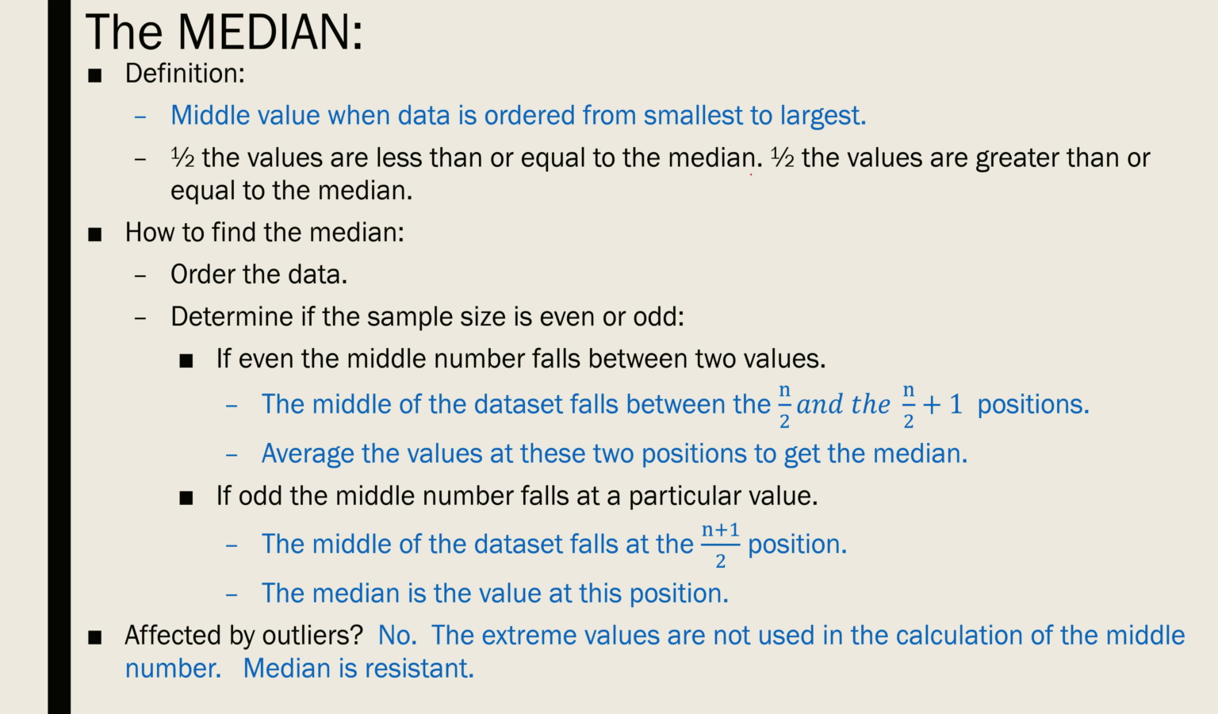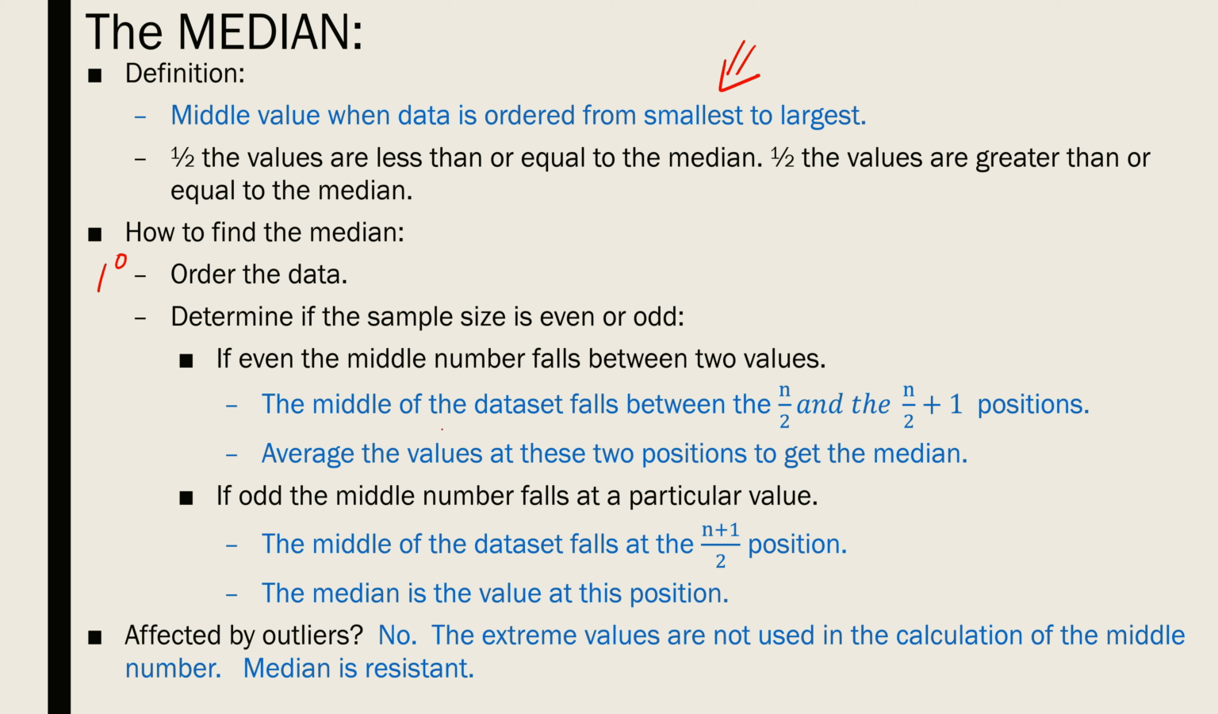Here is the formal definition of a median. The median is the middle value when data is ordered from smallest to largest. Half of the values are less than or equal to the median. Half of the values are greater than or equal to the median. Here is how you can find the median. This is the first step. You want to order the data from smaller to larger, or larger to smaller. Both orders work. The second step is to determine if the sample size is even or odd.